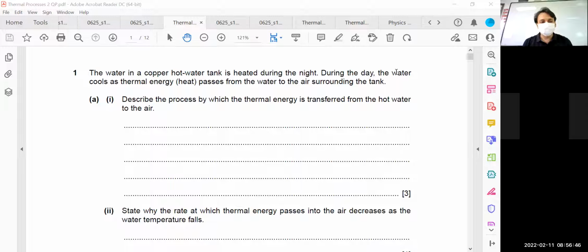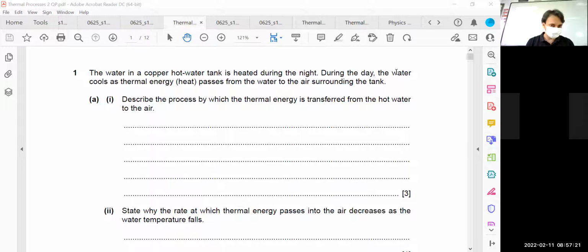Please read this statement. The water in a copper hot water tank is heated during the night. During the day, the water cools as thermal energy or heat energy passes from water to the air surrounding the tank. Describe the process by which thermal energy is transferred from the hot water to the air.